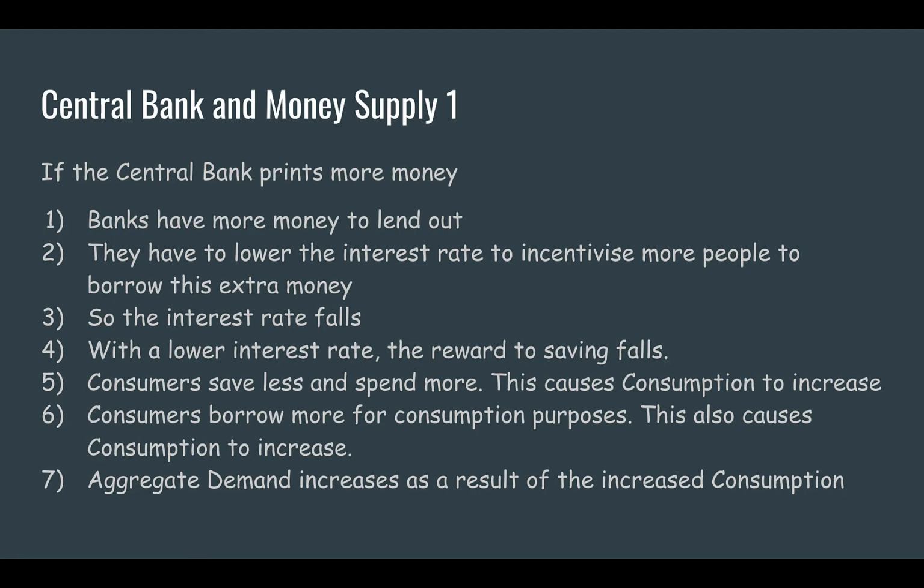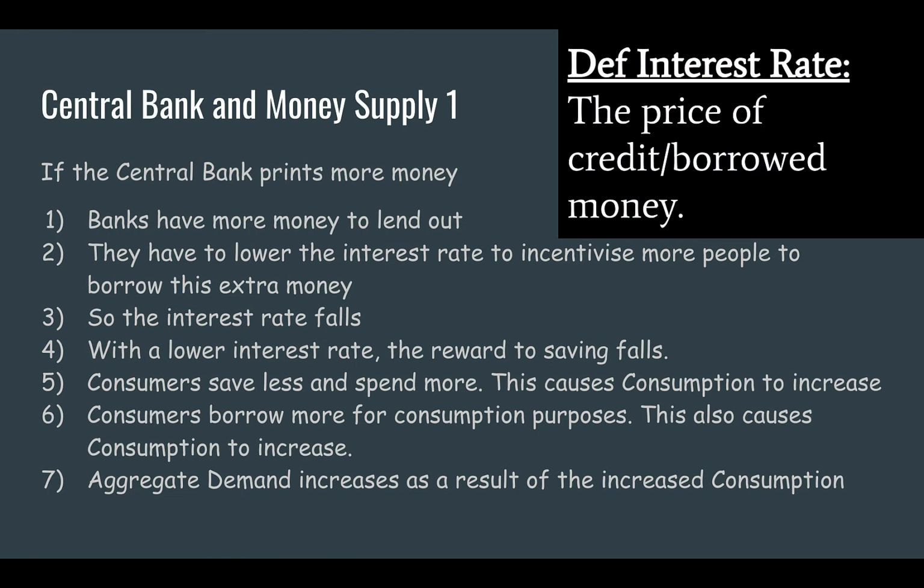So basically what they have to do in order to incentivize people to borrow more is lower the interest rate. Now, a good question, I suppose, is what is the definition of an interest rate? And this is the definition that you will write down in your IB exam. It is the price of credit or borrowed money. Okay, that's what the interest rate is. Well, what element of aggregate demand is affected by this? Well, many. So let's talk about the first one.